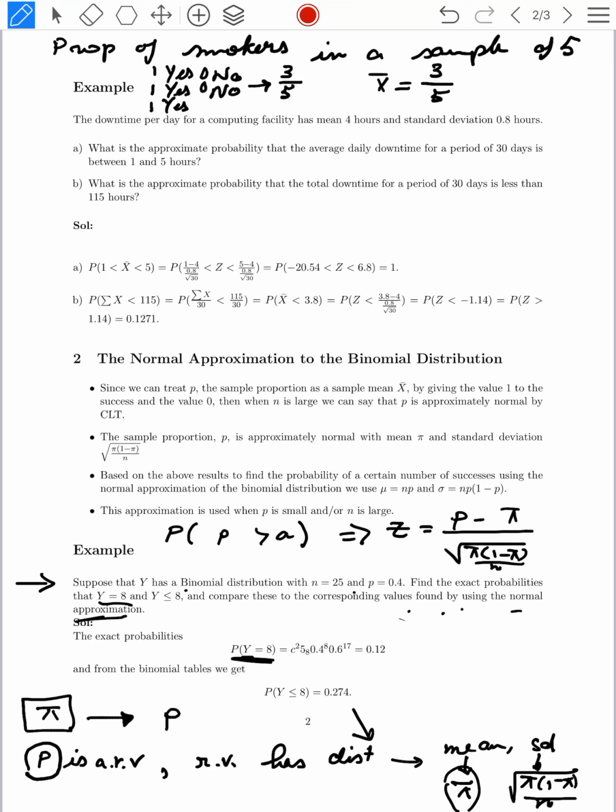So the exact probability is y equals 8, and we can calculate this. From the tables, we can find the probability y less than or equal to 8. We have binomial tables. Instead of calculating all these probabilities, from the binomial tables in your book you will find that the probability of y less than or equal to 8 is equal to 0.274.